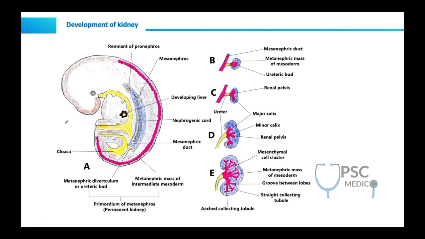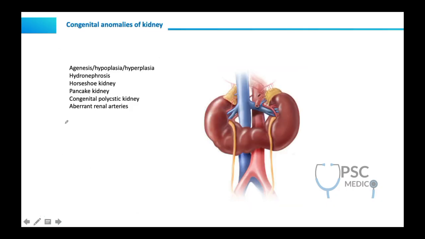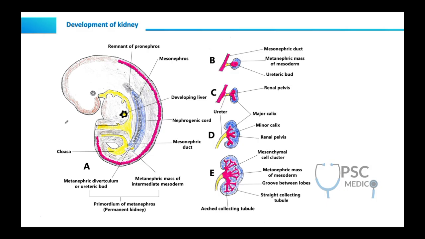So in this part of the video, I'll be discussing the development of the kidney along with the congenital anomalies associated with the development of the kidney. So what are the two parts from which the kidney is derived? The definitive human kidney is derived from two important things.